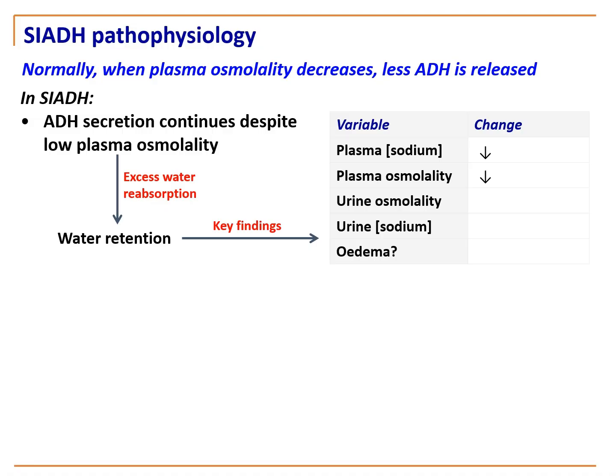What happens to the urine osmolarity? Well, of course, you're reabsorbing lots of water, so less water is passing in the urine, so it becomes concentrated. And at the same time, the urine sodium is contributing to that. And we'll talk about why that urine sodium goes up in a second, okay? Because as part of it, there's a diuresis process going on as well.